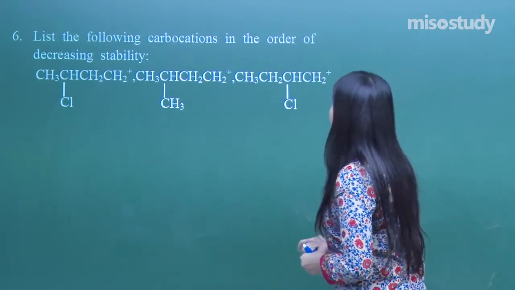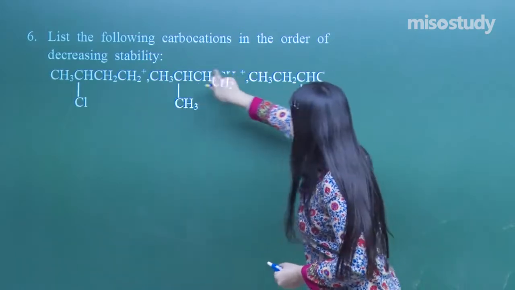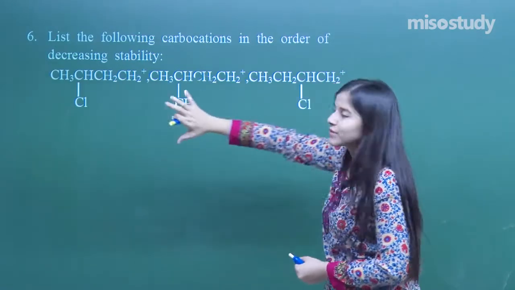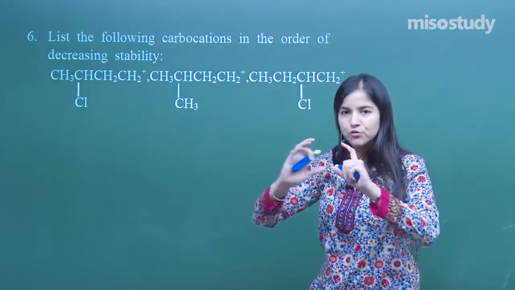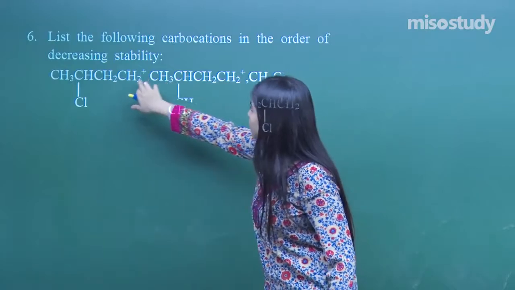List the following carbocations in the order of decreasing stability. Now, these are the carbocations which have been given, right? And what do you see? What do you observe first of all? Just try to observe. Do not just keep on writing. 1, 2, 3, 4. 4 carbons are present in each of them.